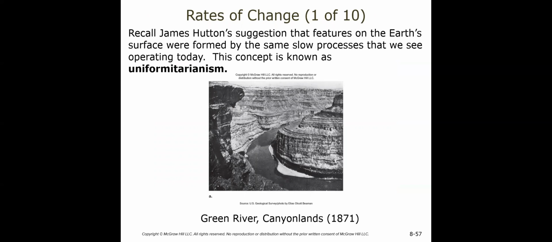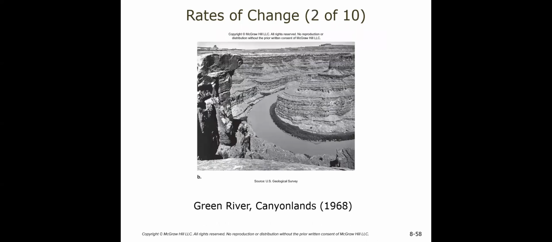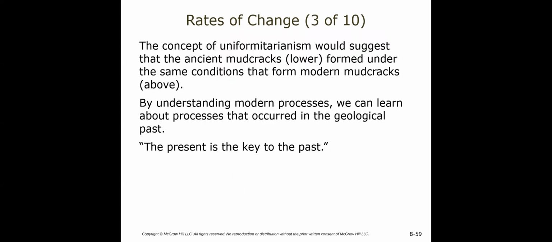So let's talk about rates of change, go a bit more into uniformitarianism. James Hutton suggested that features on the Earth's surface were formed in the same slow process that we see today. Everything you see that's happening now to form geology was happening at that same speed X, Y, Z million, billion years ago. So we have the Green River in Canyonlands, this nice swooping river here. The process that's cutting into the rock, that river, has been doing that same thing over time.